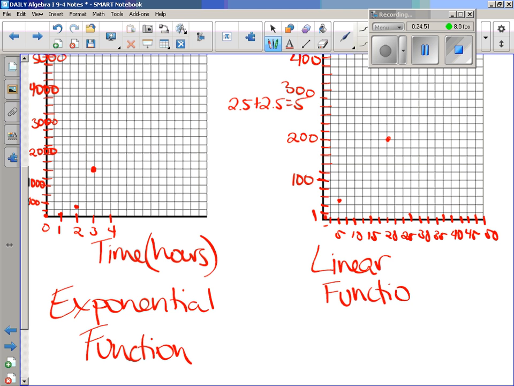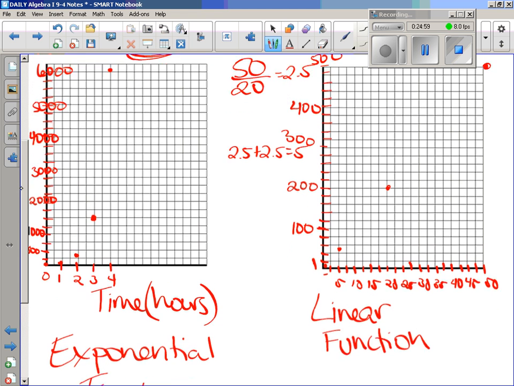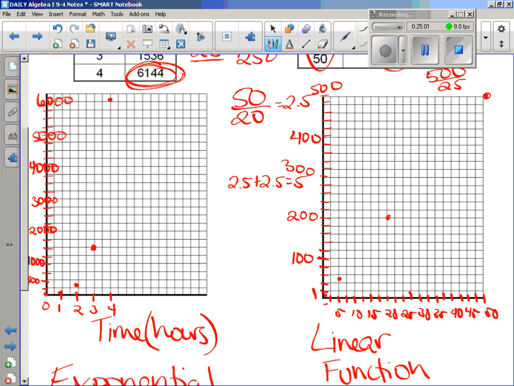Bingo. Okay, so not too bad. It took a little bit of time to put that graph together and plot those points, but it wasn't like we had to do any serious calculating or anything.